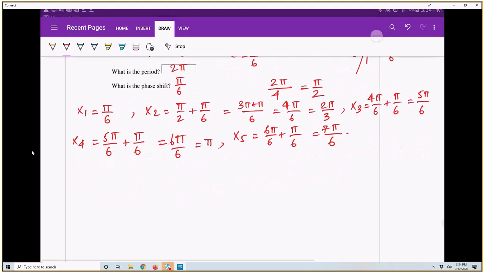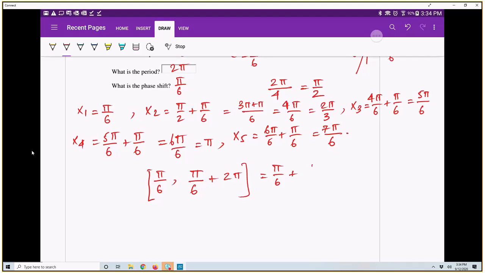So let's check whether this work is right. Remember, this should start at the phase shift of pi over 6, and then it should go to the phase shift plus the period, which is 2 pi. Again, if I find the common denominator, I should get pi over 6 plus 6 pi over 6, which is indeed what we have found out. Pi over 6 to 7 pi over 6.